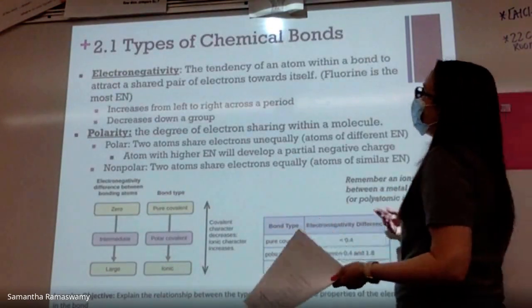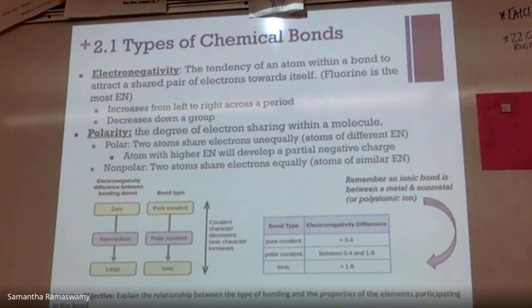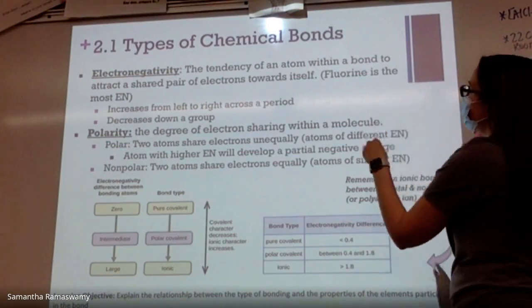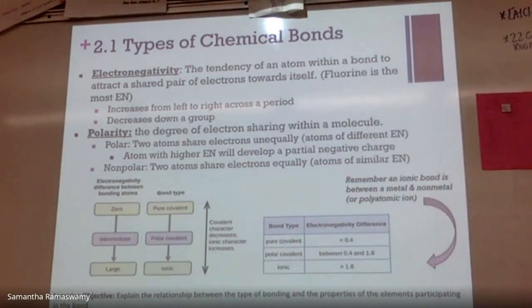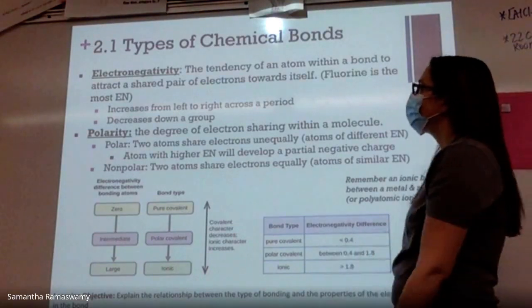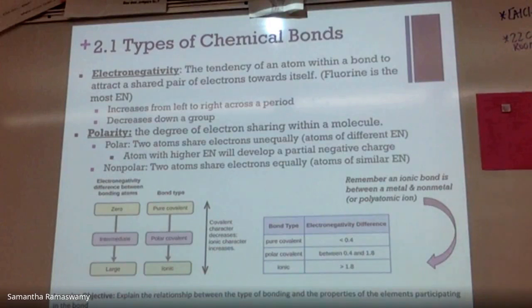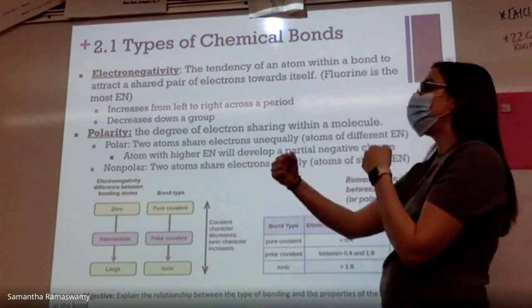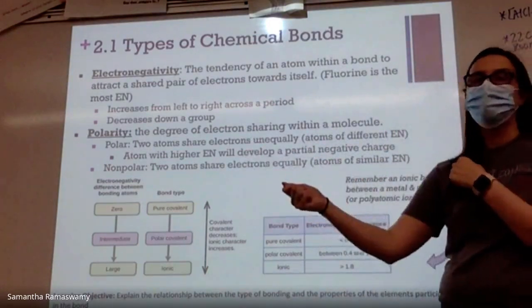So topic 2.1 looks at the types of chemical bonds. So 2.1 is actually 2 pages within the unit guide. This looks at electronegativity and polarity. So electronegativity is the tendency of an atom within a bond to attract a shared pair of electrons toward itself. So electronegativity is about atoms within a bond. It's a tug of war.